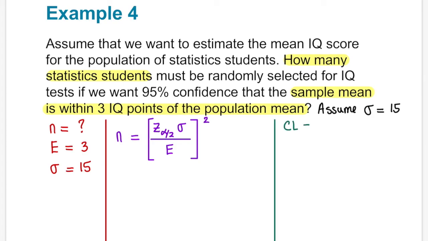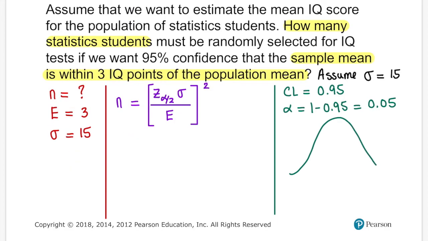The confidence level is 95%, that makes alpha 1 minus 95%, which is 0.05. I have a standard normal distribution, mean equals 0 and standard deviation equals 1. 95% is the area in the middle. This little left tail and this little right tail add up to be 5%, so each one is 2.5%, which is 0.025. And I want to find this number.